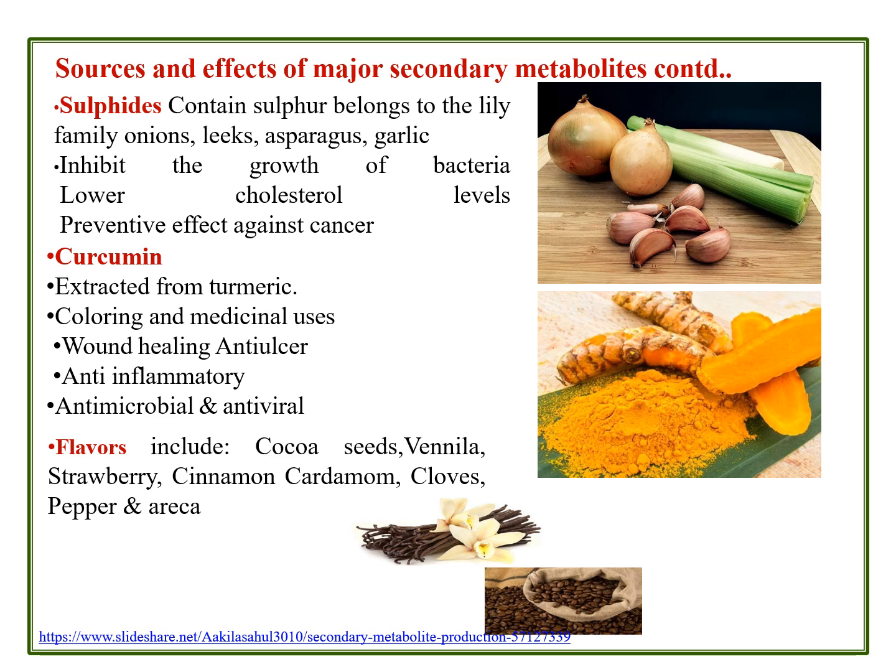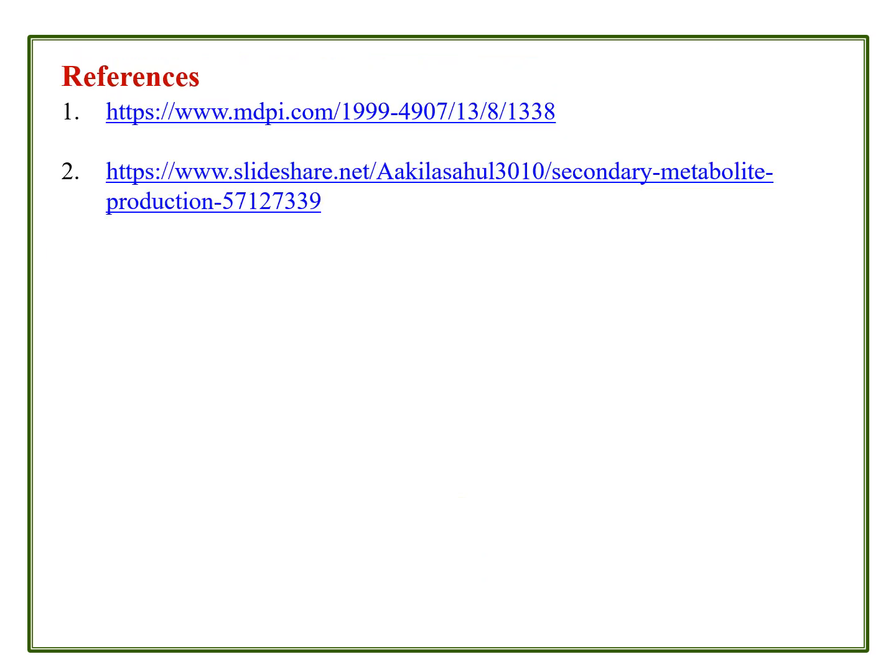Flavors, including cocoa seeds, vanilla, strawberries, cinnamon, cardamom, cloves, pepper, and areca, or the flowers, which give the variety of palatable dishes. These are the references for the present topic, secondary metabolites and their importance in human life.